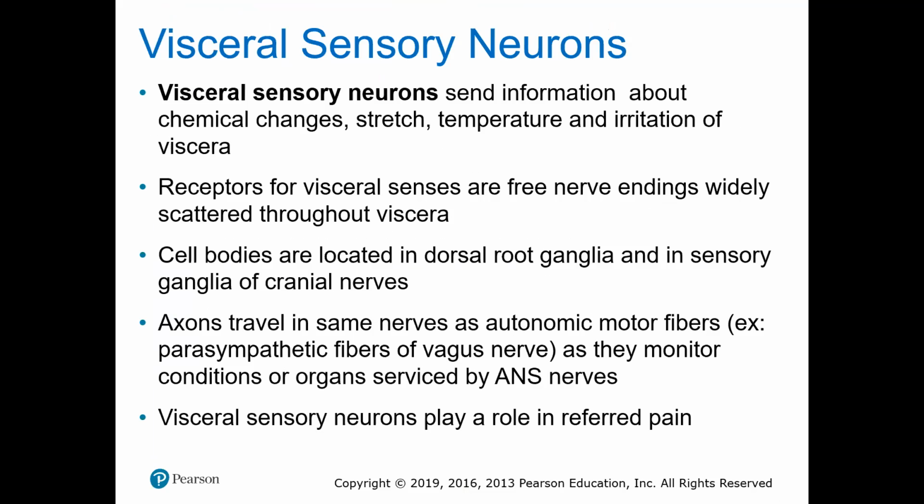Now, so what about the sensory neurons? We've been talking about motor. Sympathetic and parasympathetic are all motor. Everything there is motor, whether it's speeding up the heart rate or slowing down the heart rate. This is all motor. What about sensory?